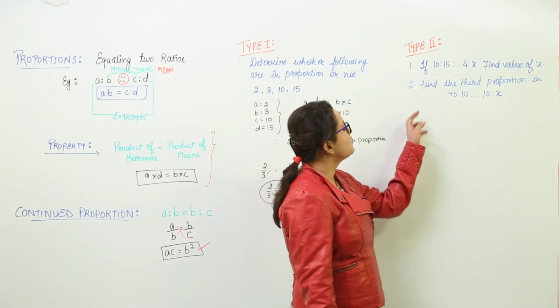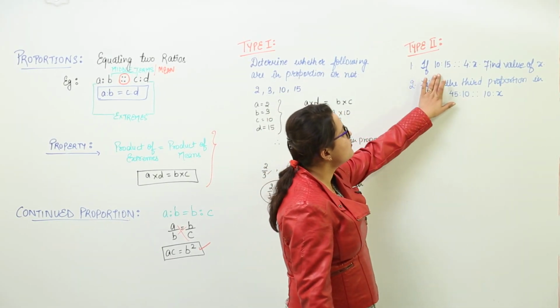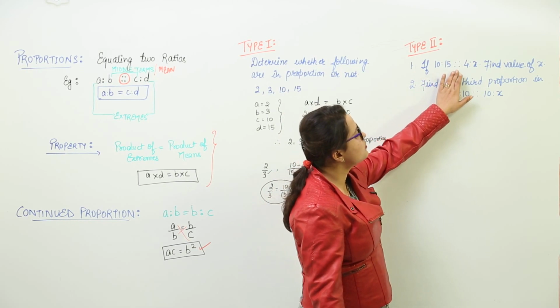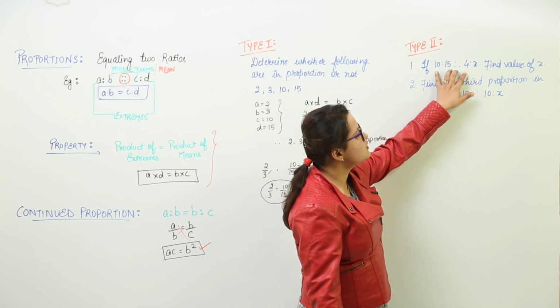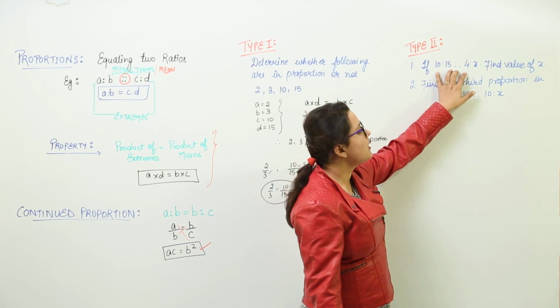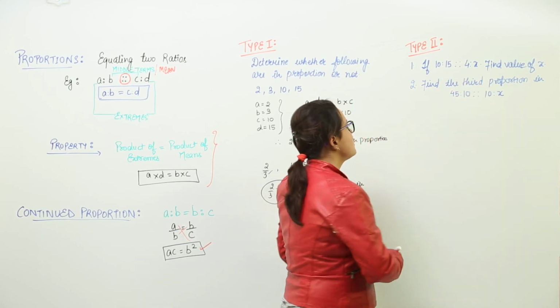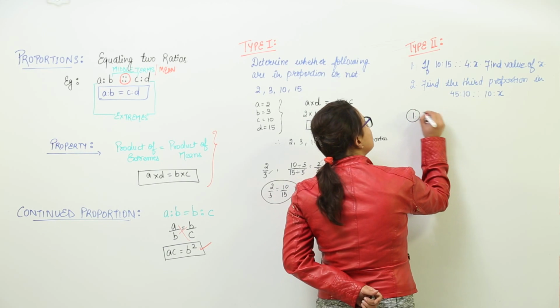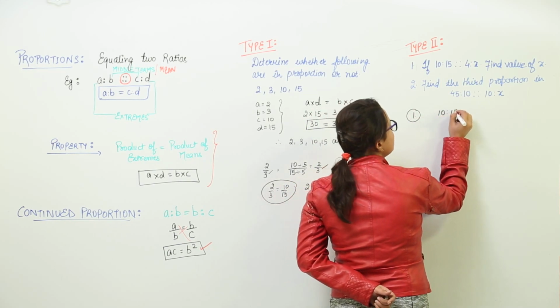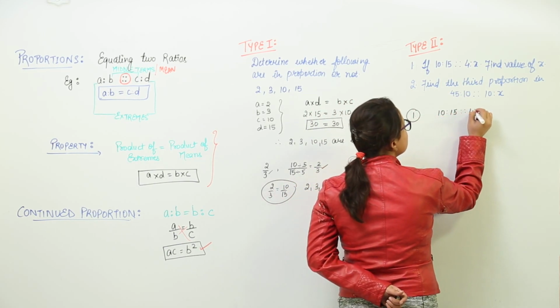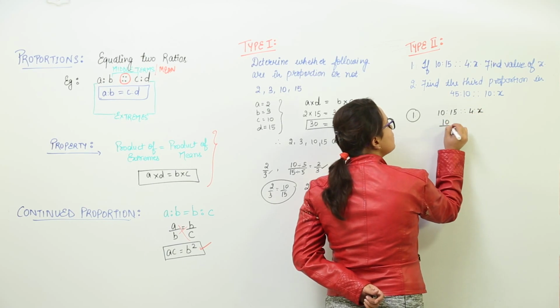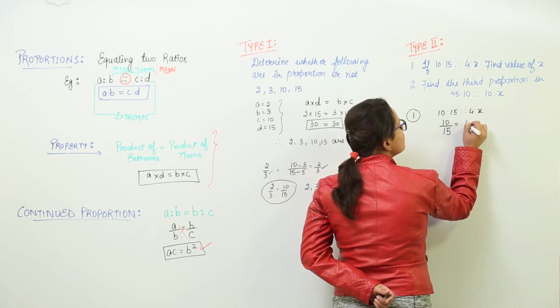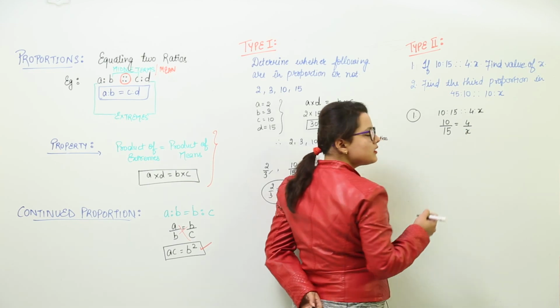Next type is like this, where 10 is to 15 is in proportion with 4 is to x. That is, these four values are in proportion, and we have to find the value of x. So we know that when the values are in proportion, they can be written in the other form, which is 10 upon 15 equal to 4 upon x. This is what it means.